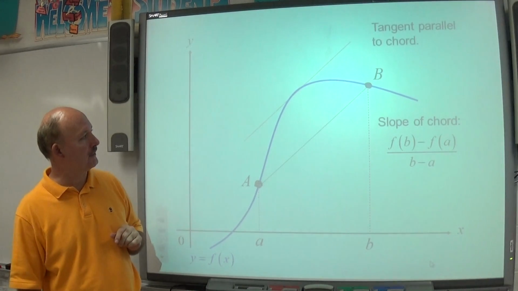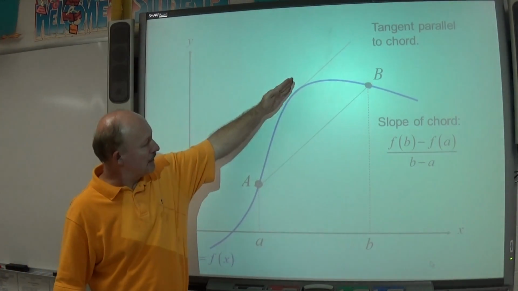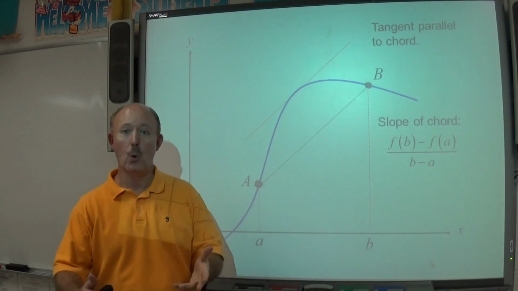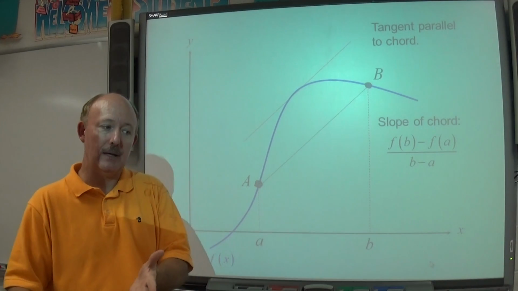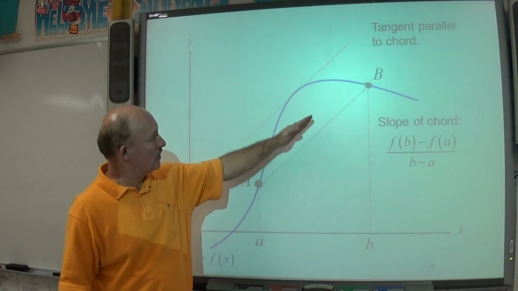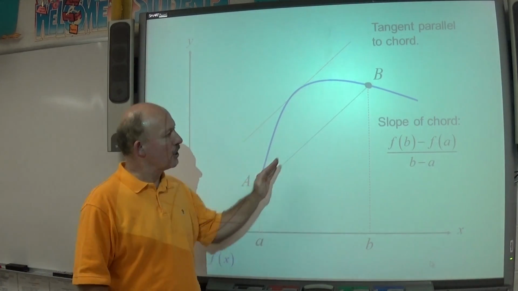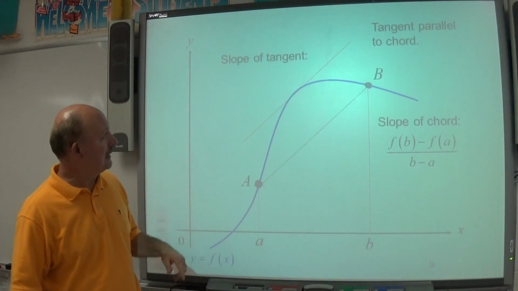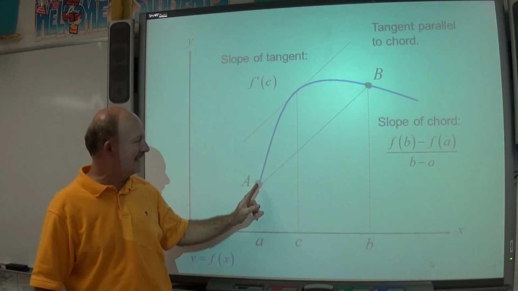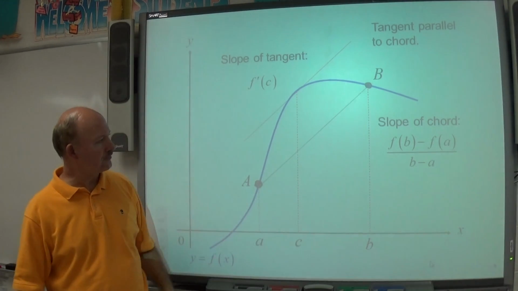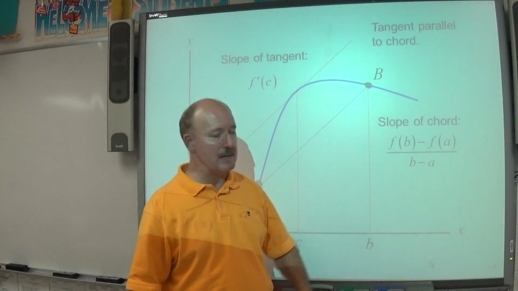I did it on the PowerPoint. There it is. If you look at the slope of this tangent line, it would be parallel to the slope of that chord. Parallel lines have equal slopes, so these two would be equal. The slope of your tangent line would equal the slope of this chord. To get the slope of your tangent line, you have to use the derivative. To get the slope of the chord, we simply use the slope formula, f of b minus f of a over b minus a.